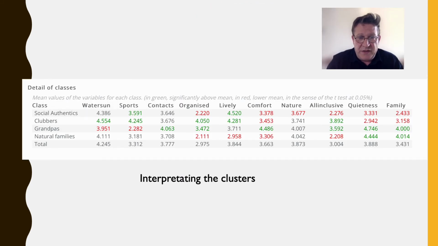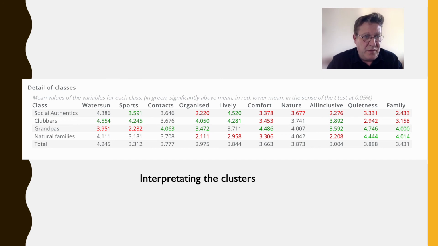If you go more into the details and you try to interpret the clusters and name them, this is what we did here. You can see their mean values on the 10 variables that were used to perform the cluster analysis. So for example, the first class was called the social authentics. Why? Because, as you can see on the right side, they give little importance to comfort, to nature, to all-inclusive, to being in the family, or being in an organized environment. They want to have something lively in terms of their holiday atmosphere, and they would like to practice sports.